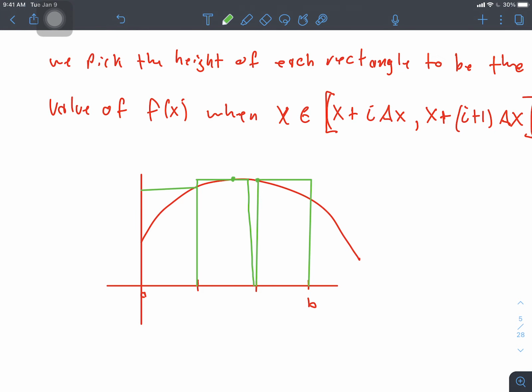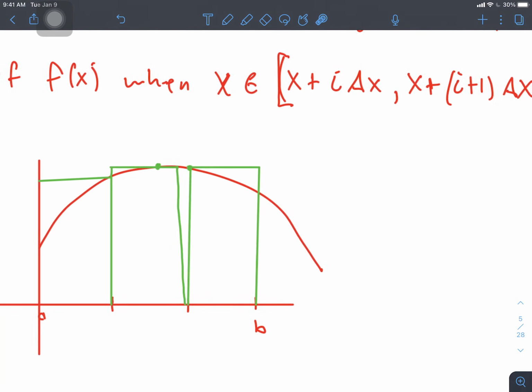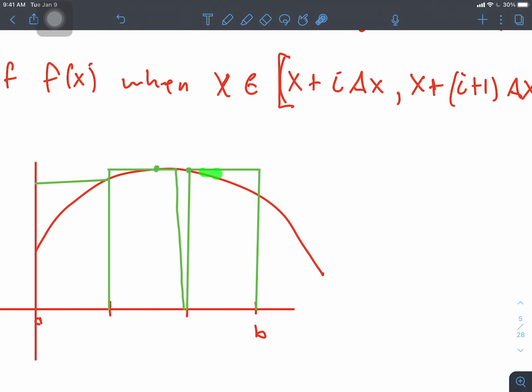And the reason it's called an upper Riemann sum is because if I do this, then all of the error, the error which is causing my approximation to be a little bit off, is going to be above the function itself, which means that if I add up all the areas of the green rectangles, it's going to be bigger than the area under the curve. So I get an overestimate, right?